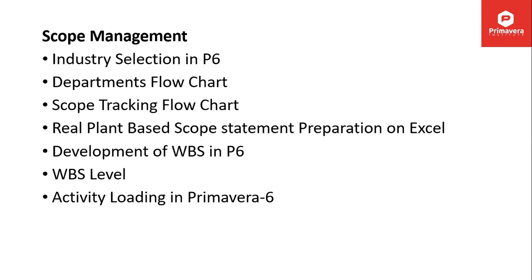Then we will study scope management. Specifically, if I talk about plant shutdown and maintenance, it is very important and necessary to understand the dependency factor of different departments. We will talk about the different departments involved in plant shutdown and maintenance, and from this departments' flow chart we will learn how to drive scope in different departments, that is, what we have to do in a shutdown or maintenance. We will track the scope, and then do real plant-based scope statement preparation on Excel.